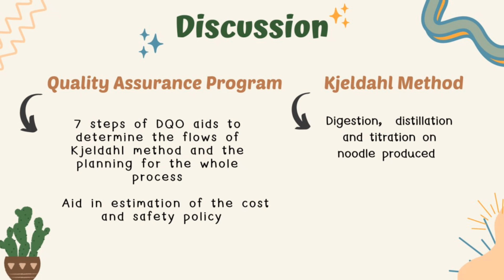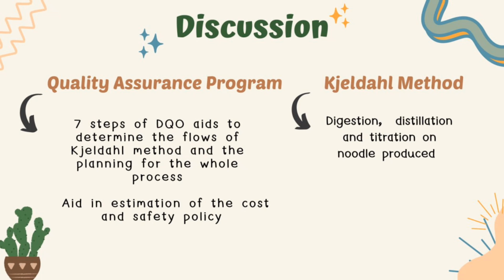In this case, we can consider DQO as facilitating the determination of the detergent's content in the noodle. The second step of DQO is identifying the decision. The decision that we identify is to use the Kjeldahl method. This method involves a digestion, distillation, and titration process. The third step comes hand in hand with the second step, which is identifying inputs to the decision.